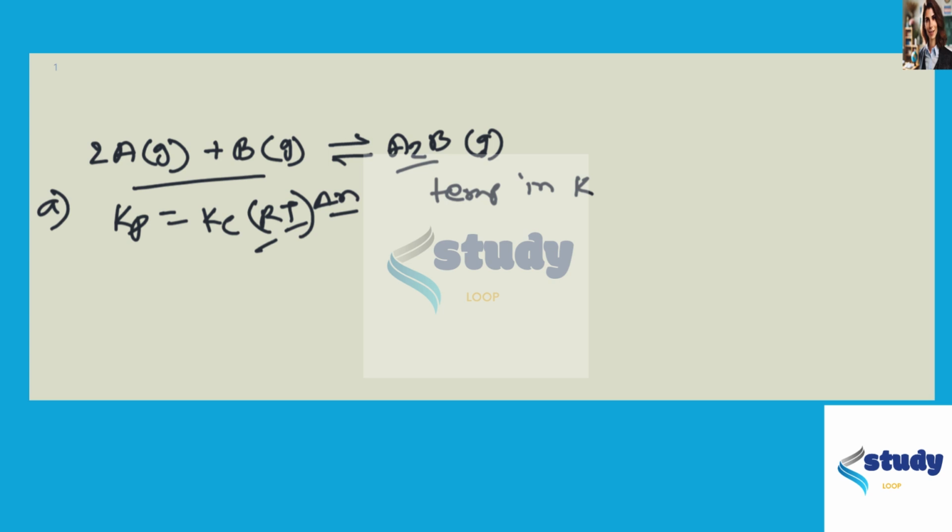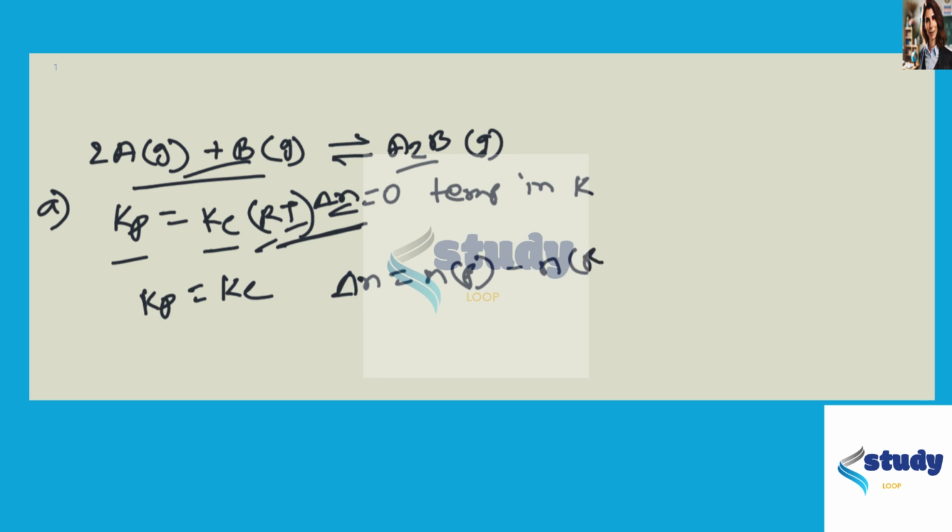Kp can be equal to Kc only if the value of del N is equal to 0, in which case this whole value will be 1, and Kp will be equal to Kc. Now, first you have to know if for this reaction the value of del N is 0 or not. Del N is the number of molecules of the product minus the number of molecules of the reactant.